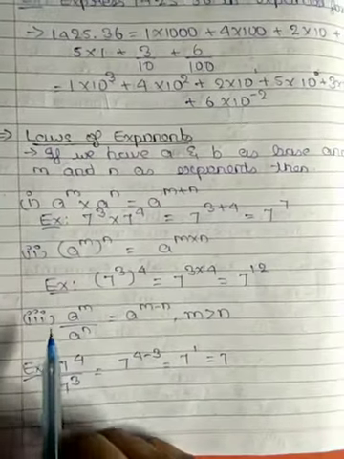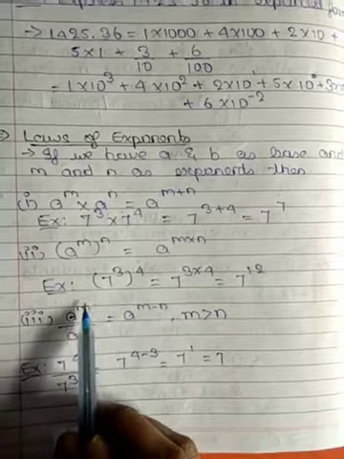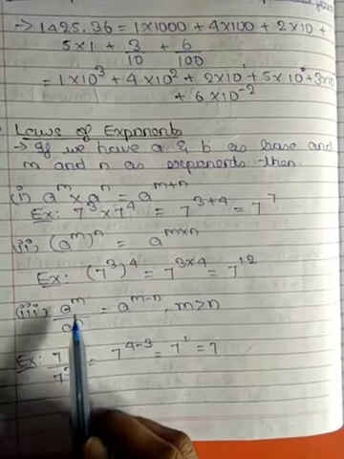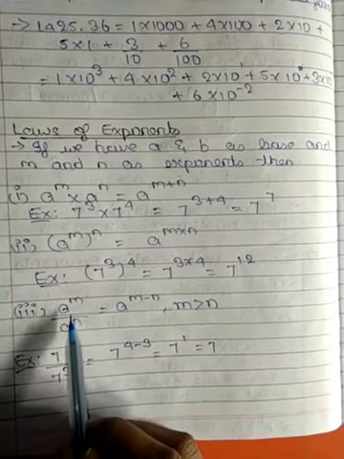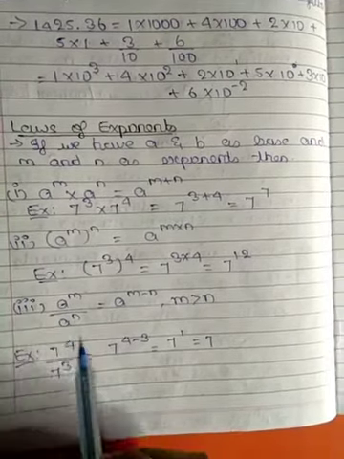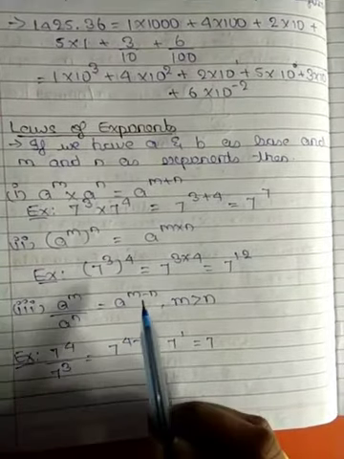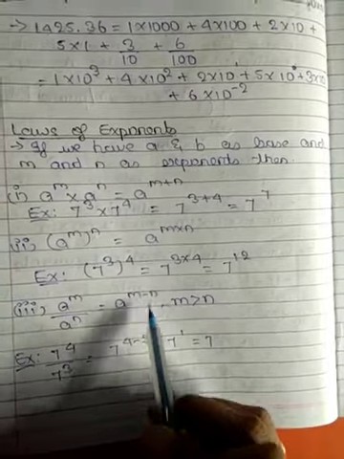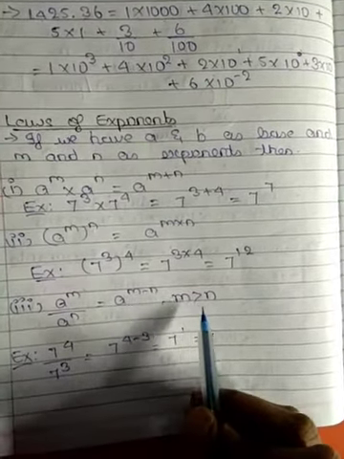Now the third law of exponents is a raised to m divided by a raised to n. Whenever this type of sum is coming where the base is the same and the exponents are different and they are in division form, what will be done? Their exponents will be subtracted, that is a raised to m minus n, where m should always be greater than n.